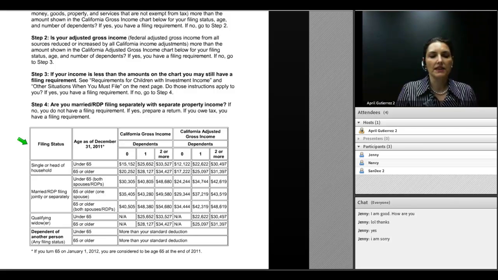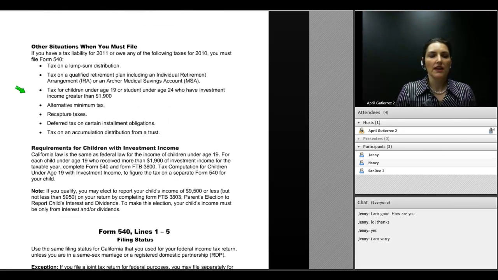Step number 3 says if you don't meet the filing requirements because your income is less than the amount shown for your filing status, age, and number of dependents under either the gross income chart or the adjusted gross income chart, then it says, is your income less than these amounts? See requirements for children who have investment income and other situations in which you must file on the next page of the instructions. And then step number 4, are you married or RDP filing separately with separate property income? If no, you do not have a filing requirement. If yes, prepare a return. And if you owe tax, you have a filing requirement.